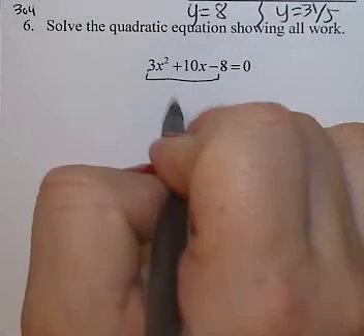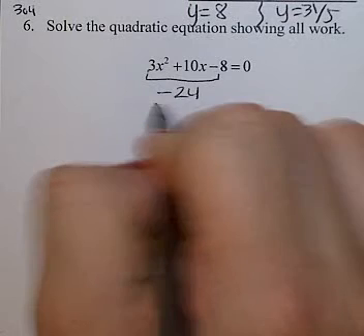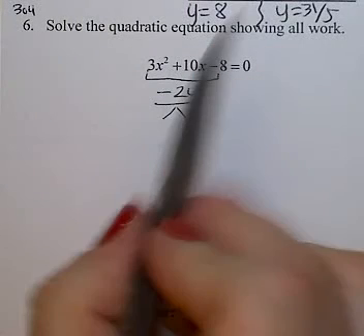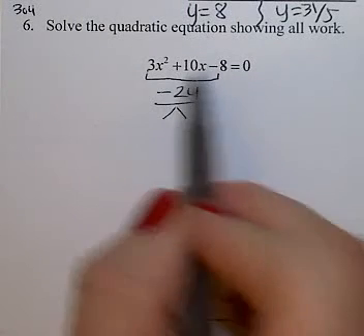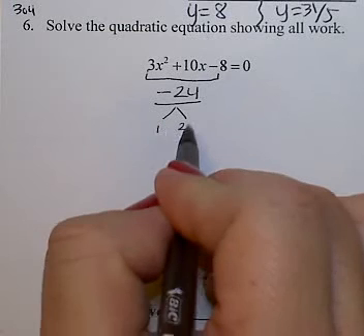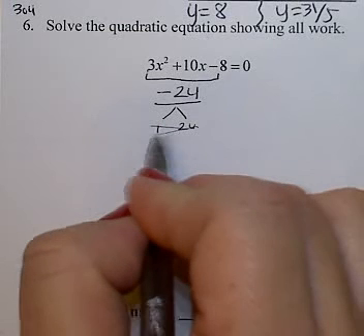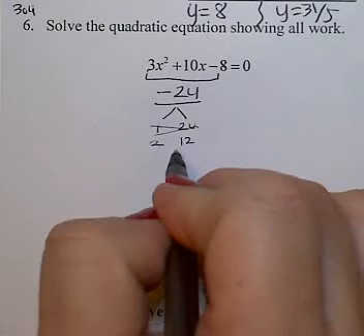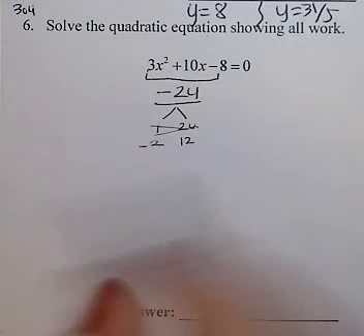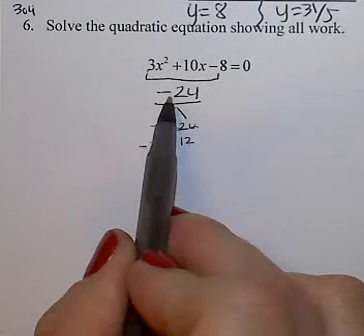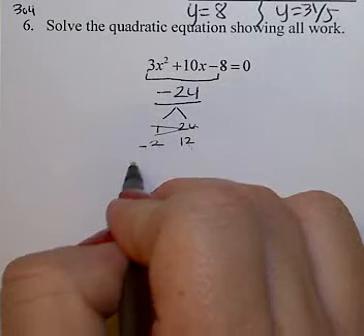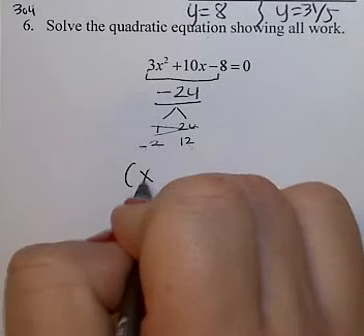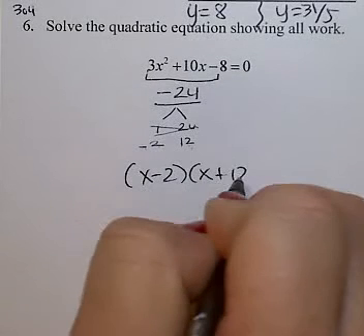3 times negative 8 is negative 24. Can we think of two numbers that multiply to give you negative 24 and combine to give you 10? So 1 and 24 don't work. 2 and 12 do work if 12 is positive and 2 is negative. They multiply to give you negative 24, and they combine to give you a positive 10. So we have x subtract 2 and x plus 12.